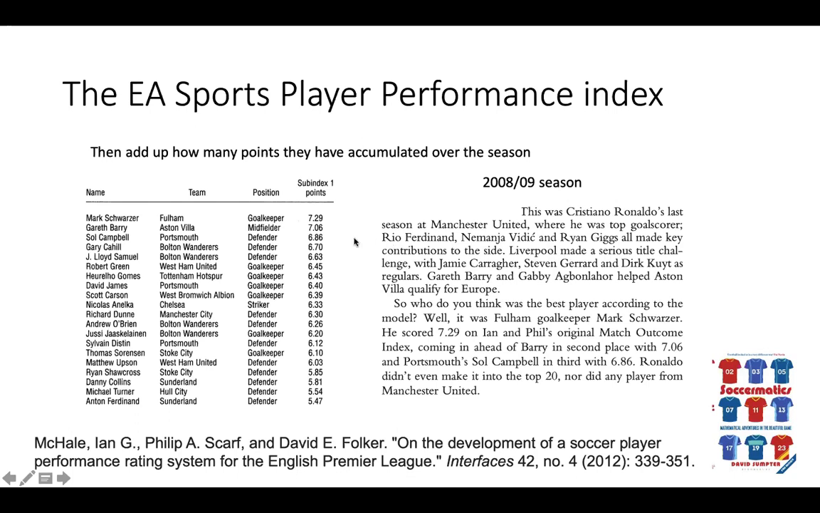And well, who did they come up on top? Well, it was the Fulham goalkeeper, Mark Schwarzer, that it ranked as the best possible player. Gareth Barry in second place, Sol Campbell, who was playing for Portsmouth at that time, in third place. And they weren't really the list of who the fans would call the best players who made the biggest contributions. And I think that's always a problem. I'm a great believer that you should also listen to the fans and the coaches in these types of assessments. And these models didn't really support that.